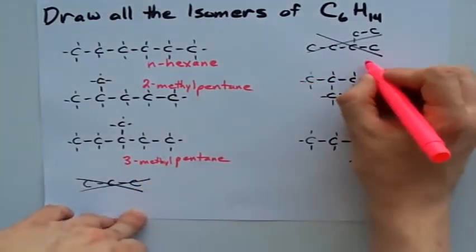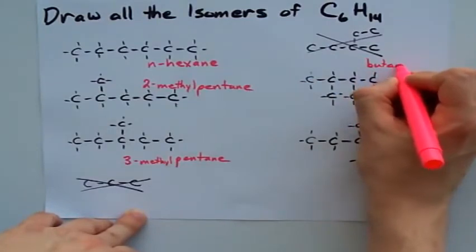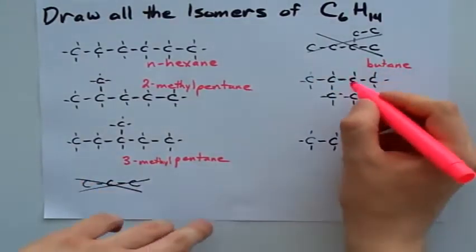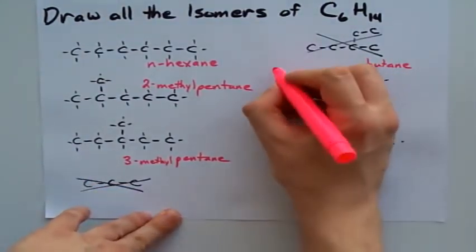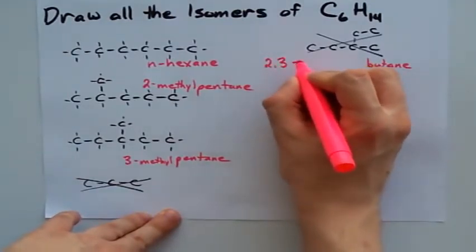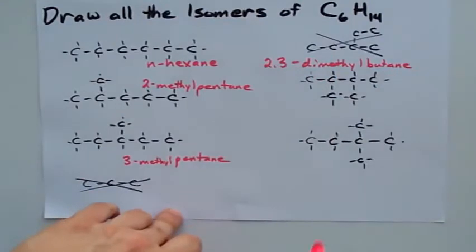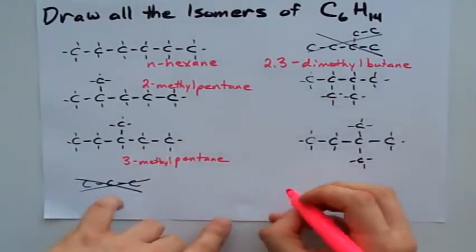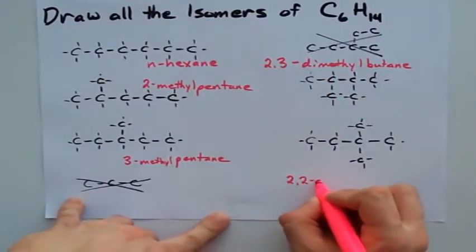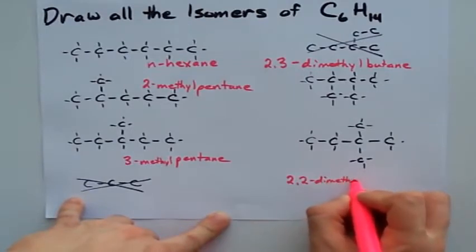This, the longest chain I can find, is a butane. It's 4 long. And I have methyls sticking out of the second and third carbons, which makes it a 2,3-dimethylbutane. All one word. And this one, similarly, is a 2,2-dimethylbutane.